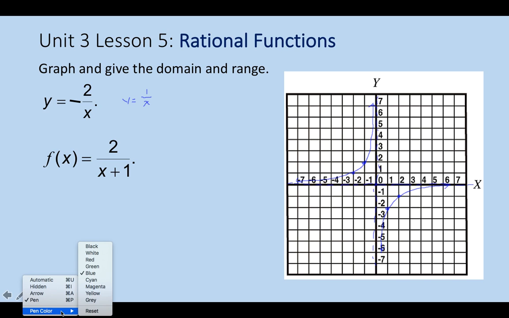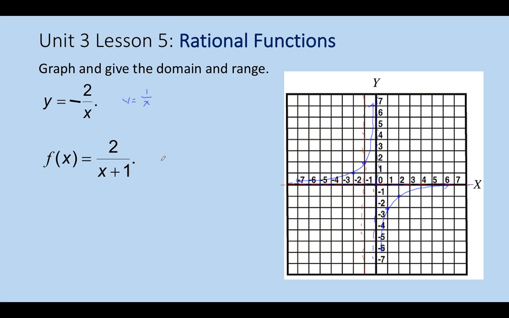All right, let's try another one. This one over here, what is my domain? What can x not equal? Well, x can't equal negative 1. And so that is my vertical asymptote. So I'll just draw my dotted line here at negative 1. The horizontal asymptote is still going to be the x-axis.